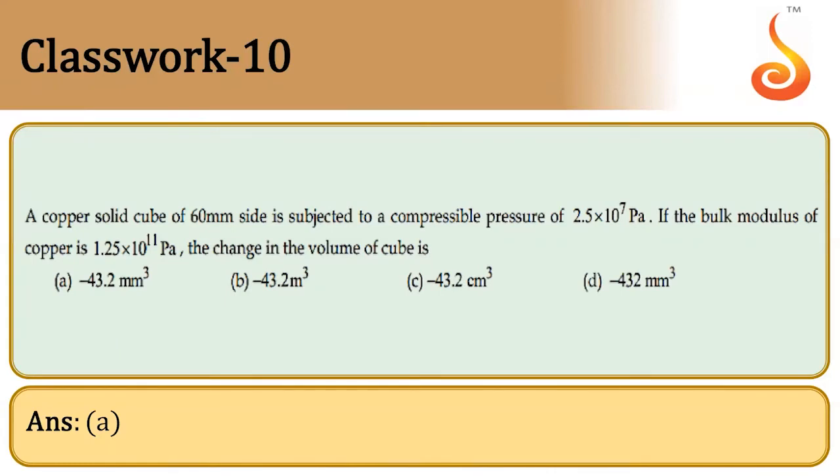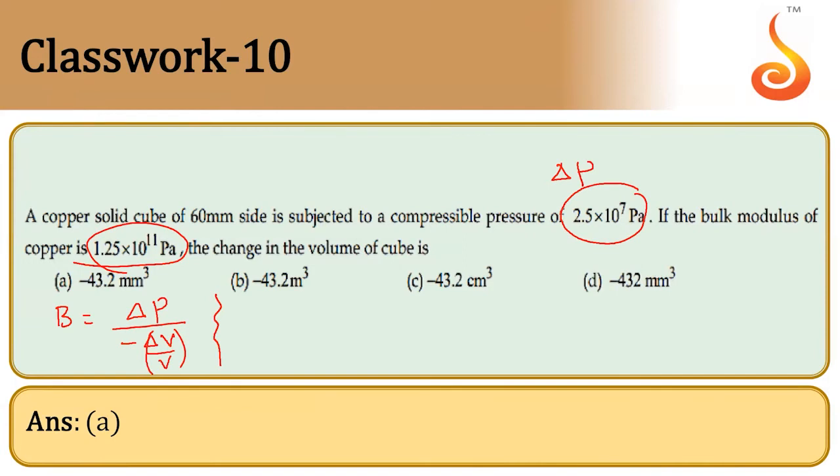This is also easy. A copper solid cube of 60 millimeters side is subjected to a compressive pressure. Compressive pressure means this is the extra pressure applied. Bulk modulus is given, and the change in volume is asked. What is the formula for bulk modulus? Bulk modulus is equal to the pressure applied divided by minus delta V by V. Delta V by V is equal to minus delta P divided by B, so delta V is equal to minus delta P divided by B into V.